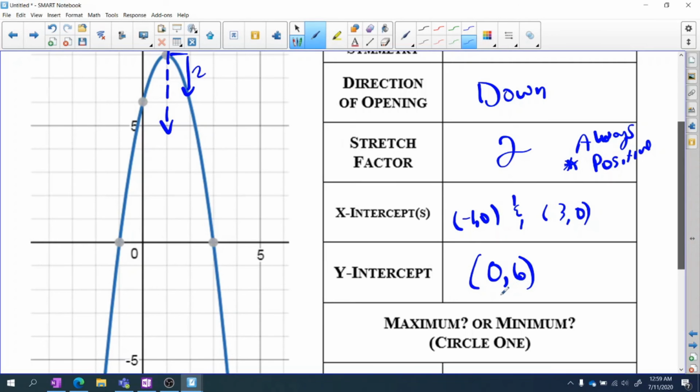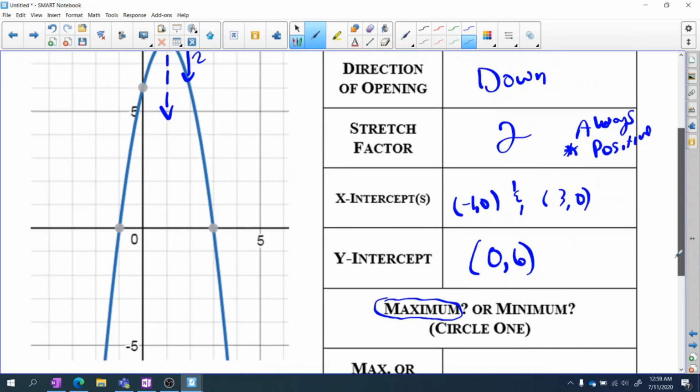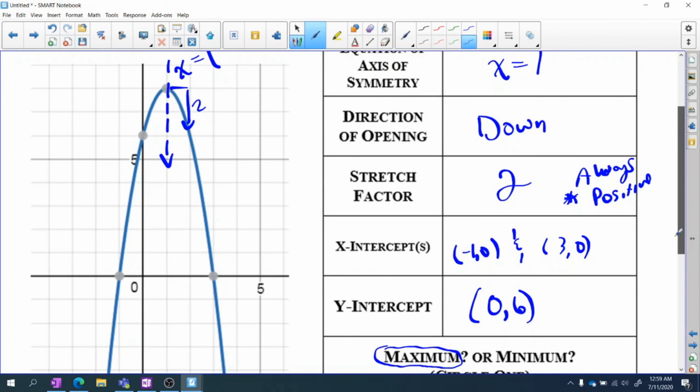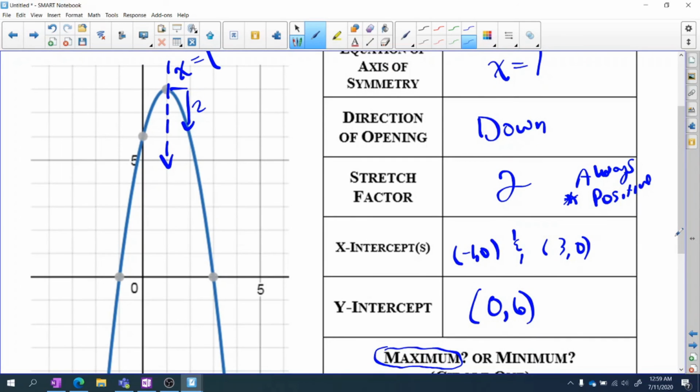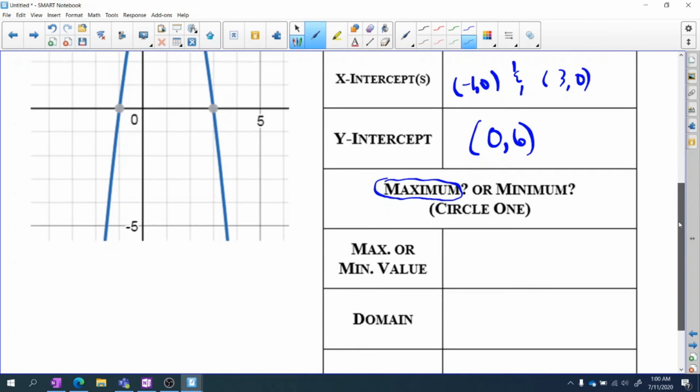Does this quadratic represent a maximum or a minimum? Well, because it opens down, it says to circle 1. This situation is a maximum. Then it says, well, what is the maximum or minimum value? It doesn't want to give away the answer. So this one, because it's a maximum, it's that number right there, so it will line up with 8. It's always the y value at your vertex. So it is, remember, it's not an ordered pair. It's y equals 8 in this case.